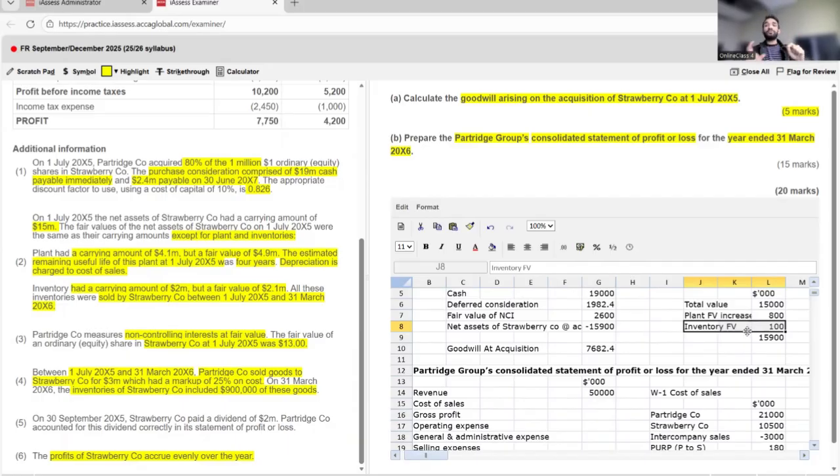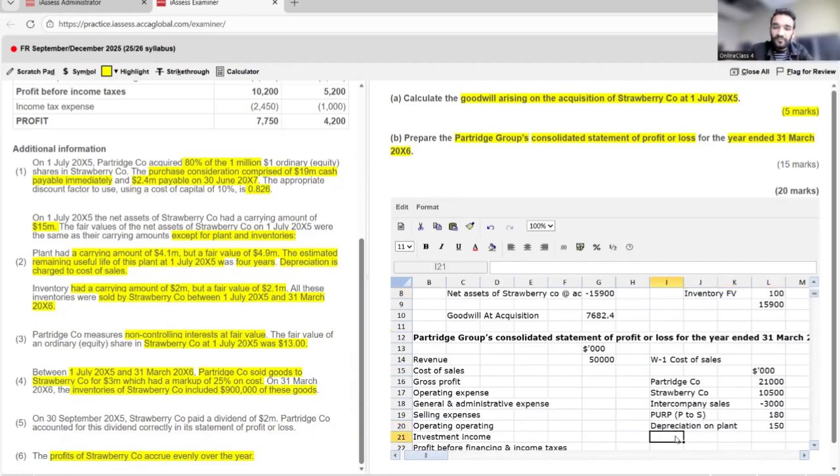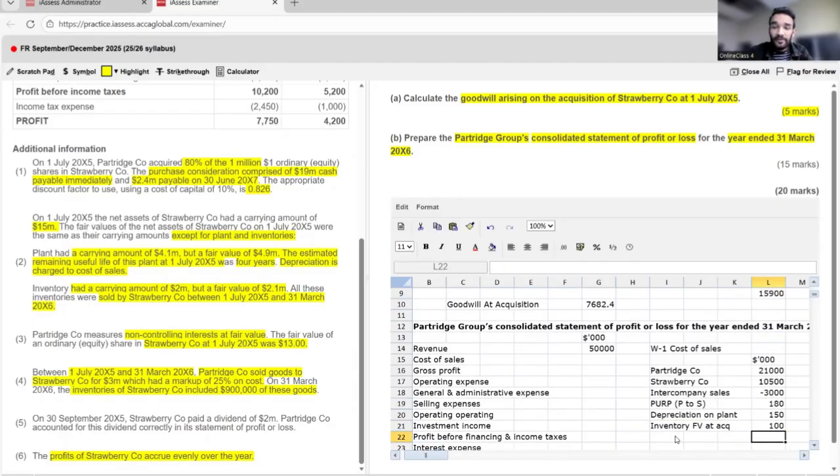So if your inventory fair values increase at the acquisition, what was the formula of cost of sale? Opening inventory plus purchases minus closing inventory, right? So at opening, your inventory has been increased by 100. So it will lead to an increase of cost of sales. It will increase the cost of sale by 100. If they have not sold the complete inventory... but as they have already sold the complete inventory, it means there is no closing inventory.